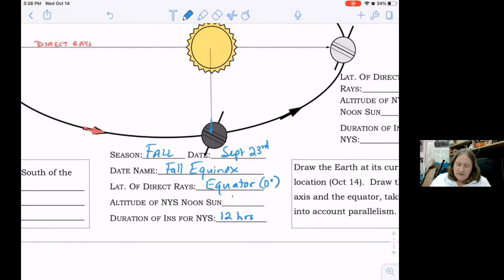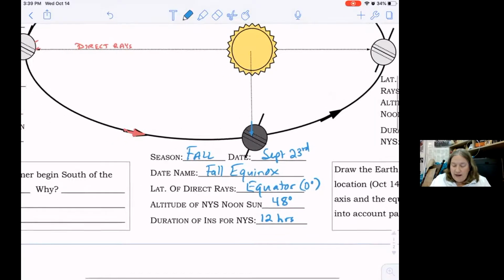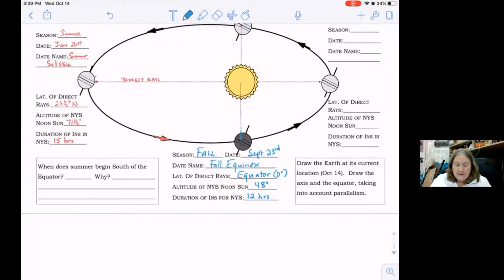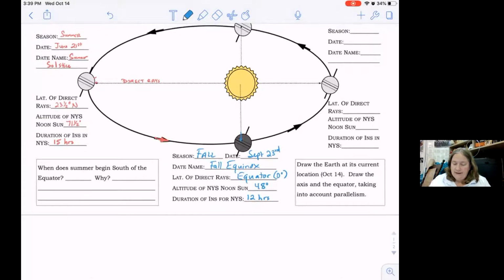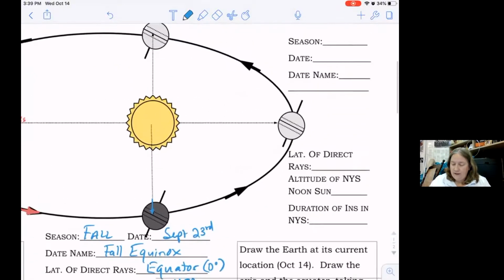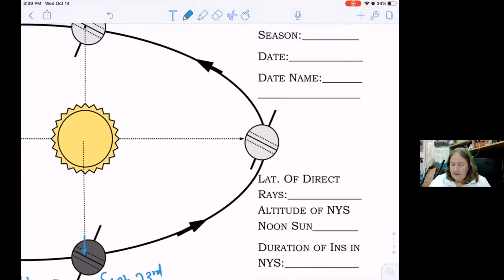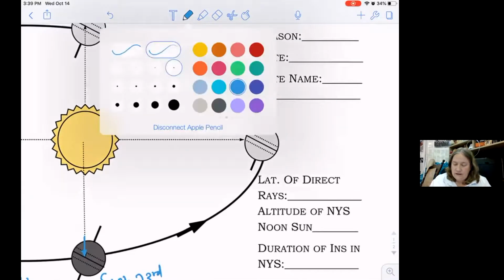And then the altitude of the noon sun is 48 degrees, which, by the way, happens to be exactly 23.5 degrees different from what it was in the summer. So if you subtract off 23.5, you get 48. All right, so that is the fall equinox. Then we go over here to the next one, which of course will be the next season, which is winter.